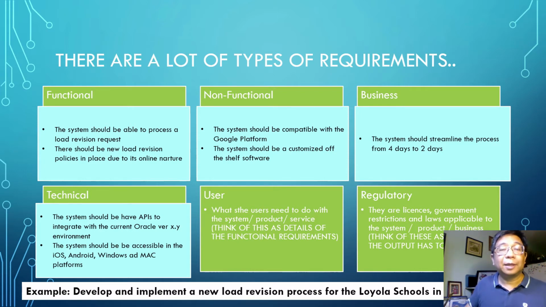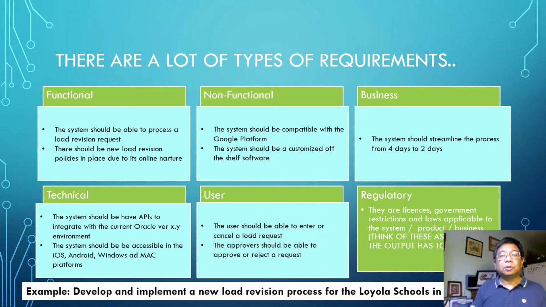The user requirements are the details of the functional requirements. So think of these as the use cases or the test cases that you will do in order for you to determine whether the system is acceptable. So for this project, some of the user requirements would be the user should be able to enter or cancel a load request. The approvers should be able to approve or reject a request. So it's really the use cases related to the main functional set of requirements.